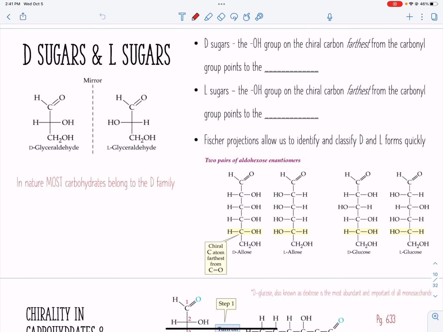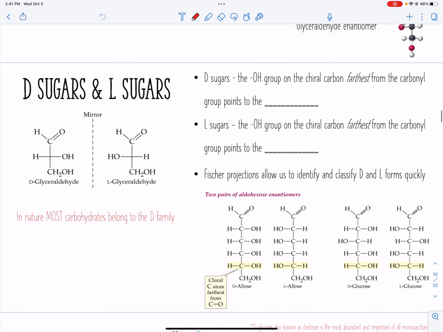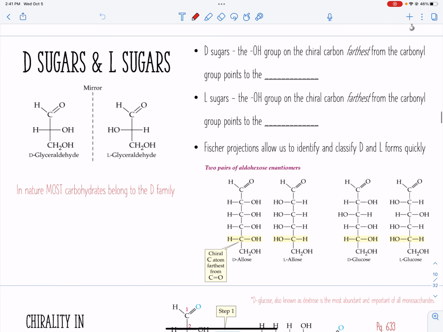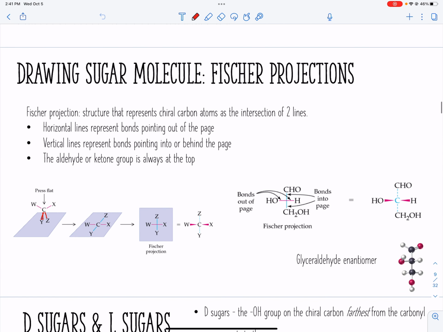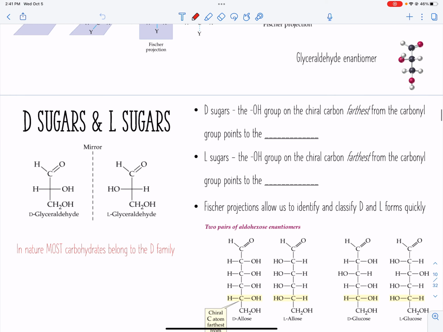All right, everybody, we are going to pick up in chapter 20 with kind of where we left off in class. So as a reminder, we finished here talking about Fisher projections and chiral carbons represented in those Fisher projections.